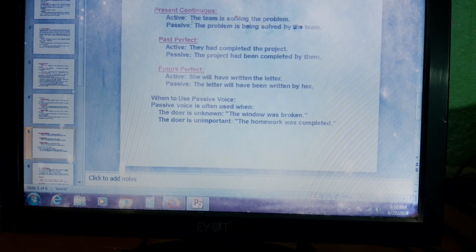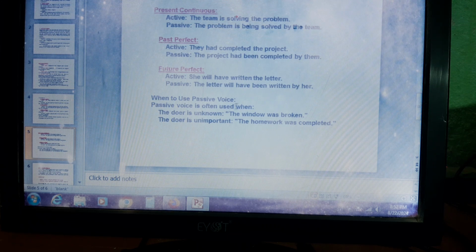Present continuous tense: the team is solving the problem. The passive: the problem is being solved by the team. Perfect tense: they had completed the project. The project had been completed by them. Future perfect: she will have written the letter. The letter will have been written by her.